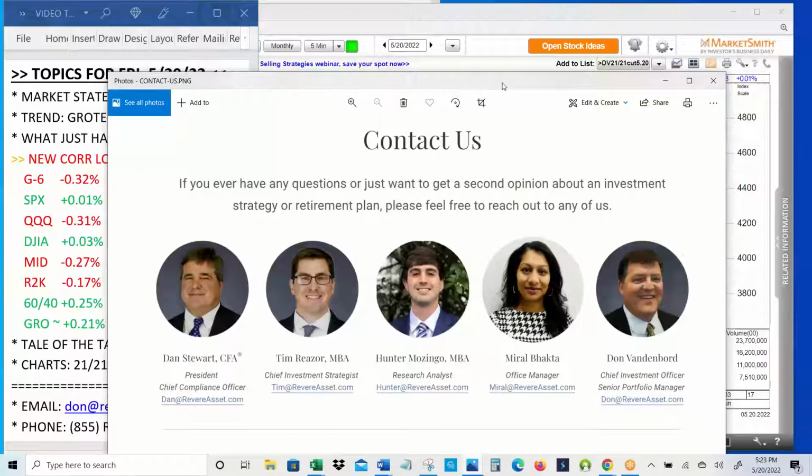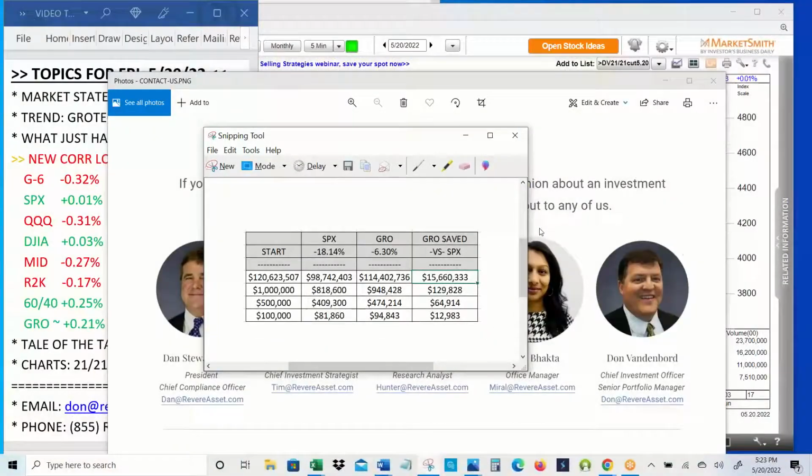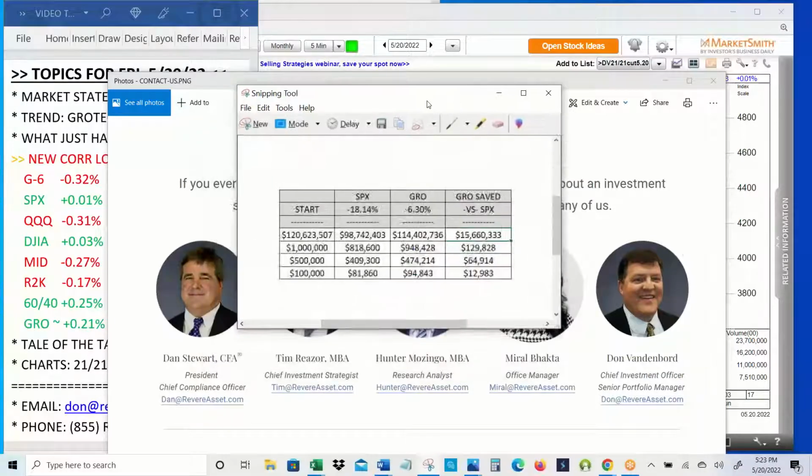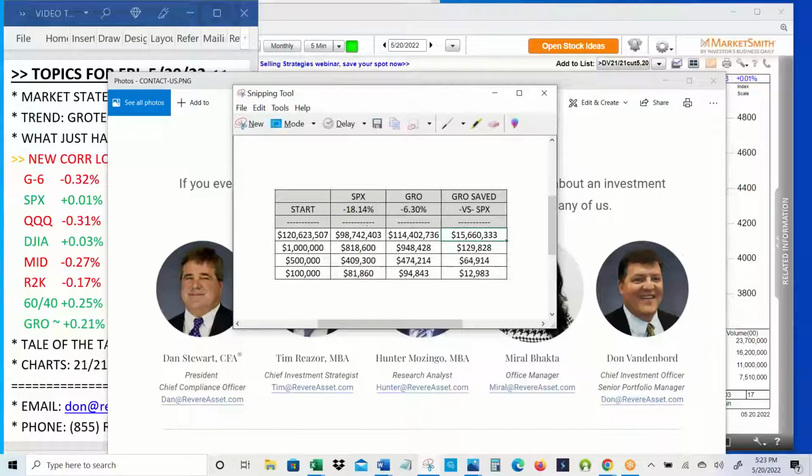Trend following is what we do. Participate in market uptrends, lighten the load during sideways consolidations, and get the heck out of the way during downtrends. We're really happy with how this year has unfolded for us. We don't like the fact that we're down on the year, but take a look at these numbers. With the S&P, as of today's close, down 18.14%.